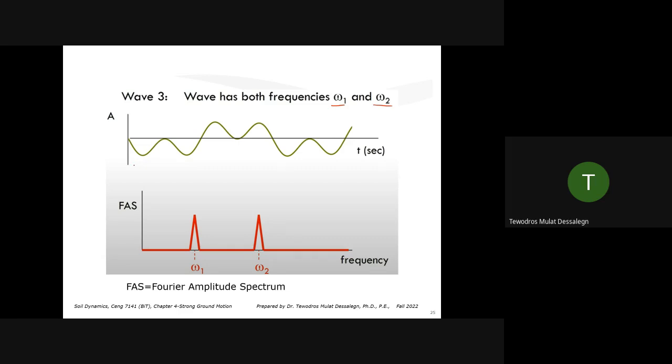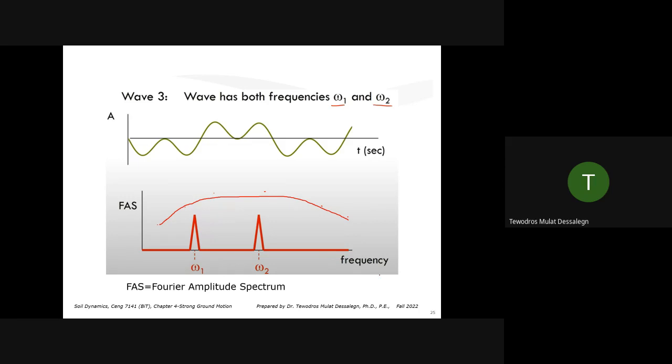If you have several irregular motions, if you have several hundreds or 200 omegas, now you'll have 200 points. And finally, you join all of them. When you join all those, now you'll get a Fourier amplitude spectrum. So you converted your motion from a time history into the frequency domain.